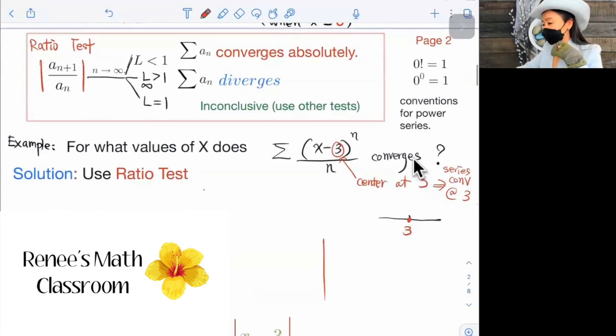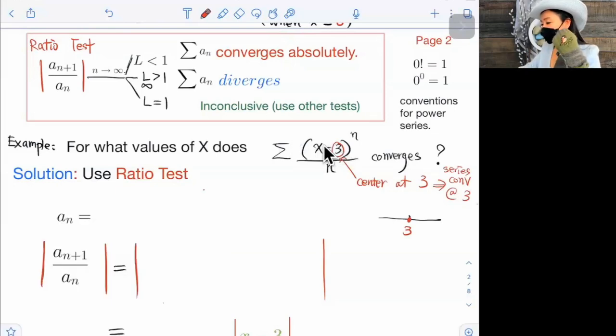Now let's look at this example. For what values of x does this series converge? So this, again, is a power series. The center over here is 3. This is the number that you subtract from x. That's the center, so x minus 3 to the n. Remember, every power series converges at its center. So we know that the power series converges at 3. Now we're trying to find for what values of x does this series converge.